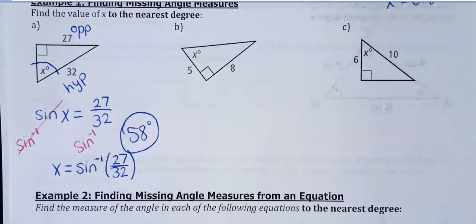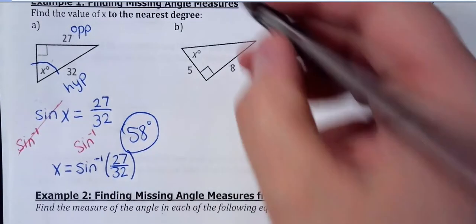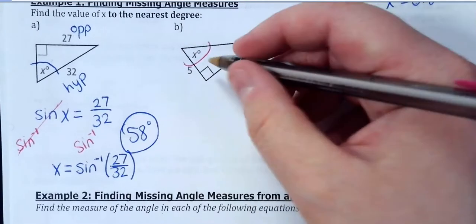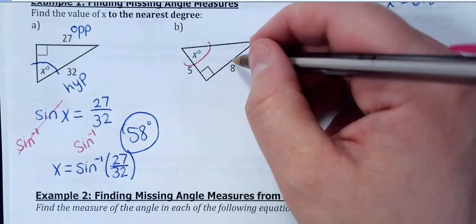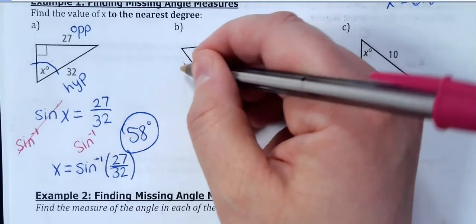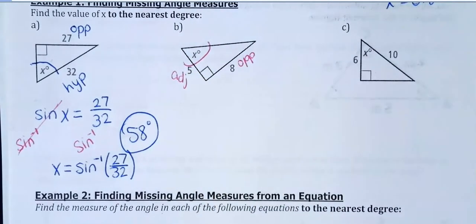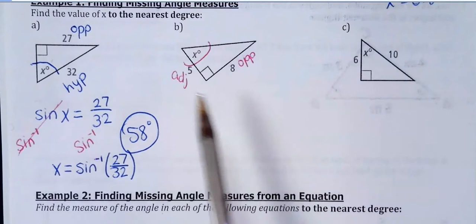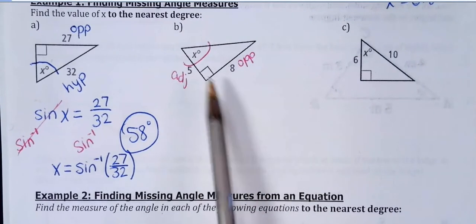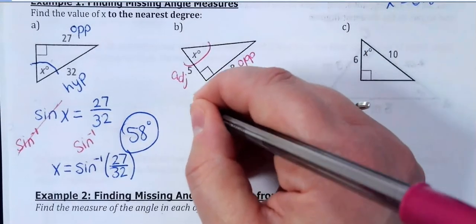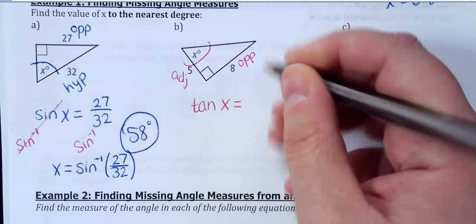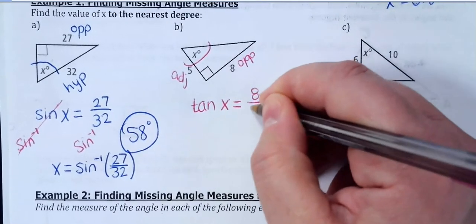Okay, so just for the next one, here's my angle. Figure out how the sides are related to that angle. So 8 is opposite that. 5 is attached to that, or adjacent to that. We don't have a label on the hypotenuse. So opposite and adjacent is going to tell me to use the tangent. So tangent of that angle there is the opposite over the adjacent.